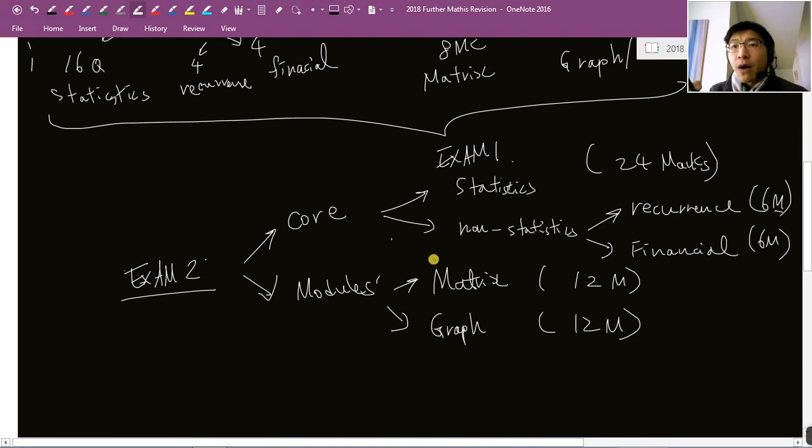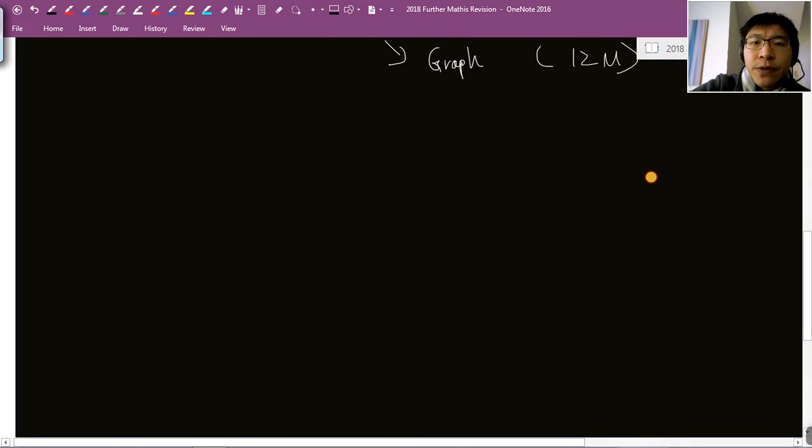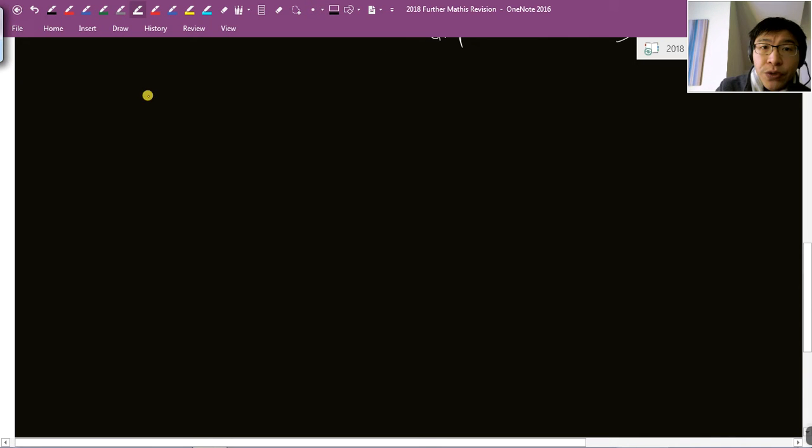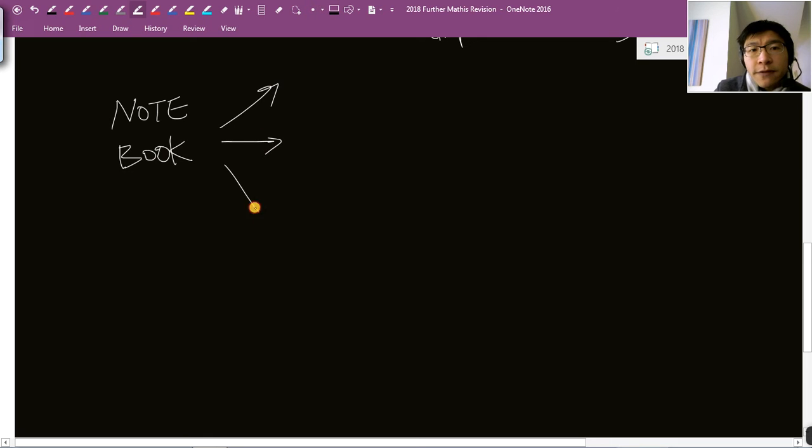That gives you the overview of what happens in examination one and examination two. Let me give you some suggestions of what we can do for the rest of our year. For the rest of the year, we try to prepare a notebook. For the notebook, I'd like you to divide it into 3 parts. Part one will be our core study.